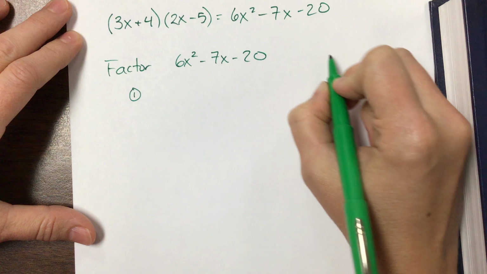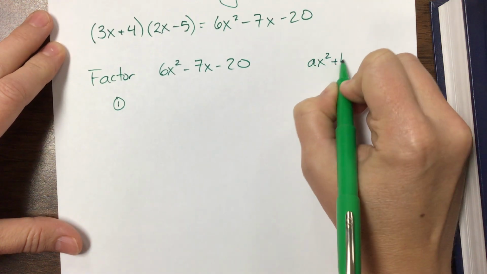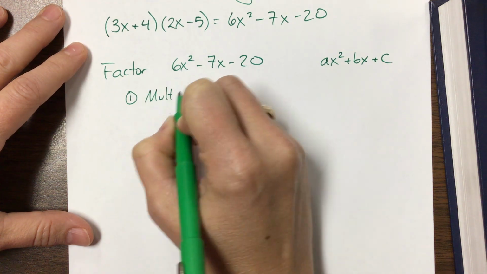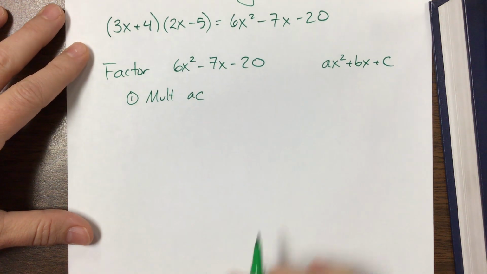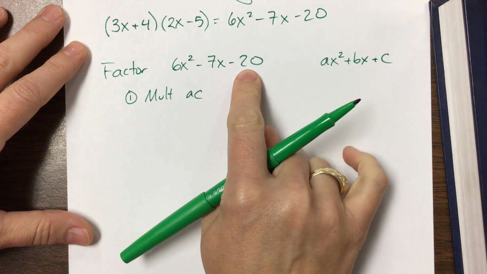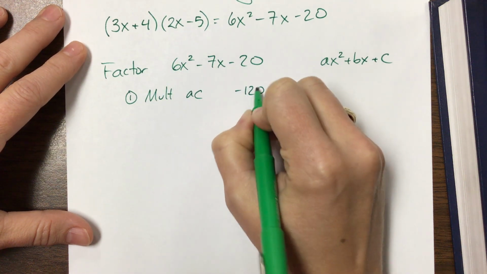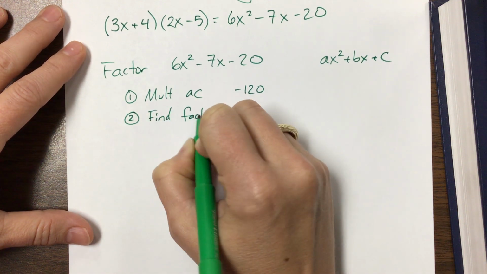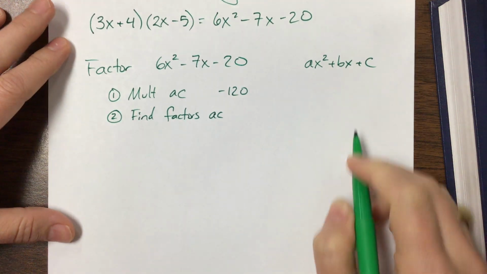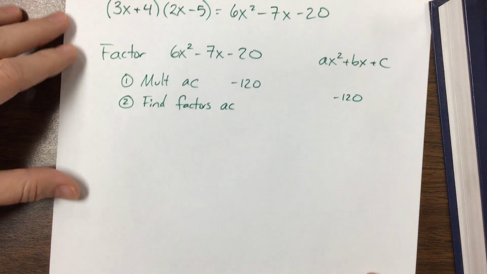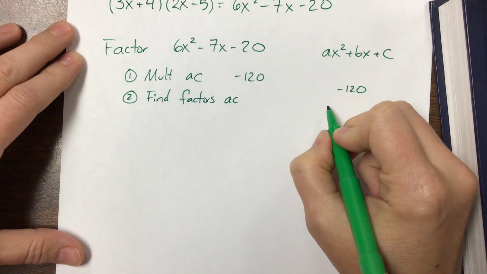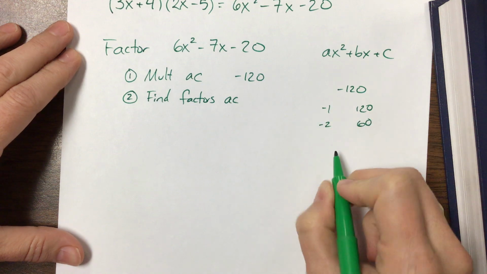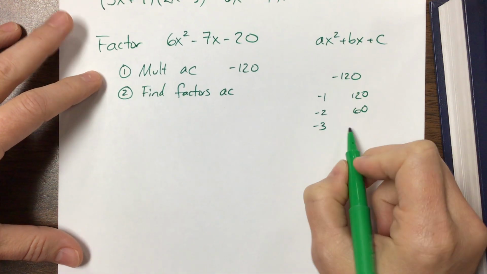So step one, keep in mind this is in the form ax squared plus bx plus c. Step one is to multiply a times c. In this case, I've got 6 times negative 20, so that's negative 120. Step two says find factors of that value of ac. So I'm going to think of what multiplies to give me negative 120. Well, negative 1, positive 120, negative 2, positive 60. I could switch these signs, and I might need to in a second.